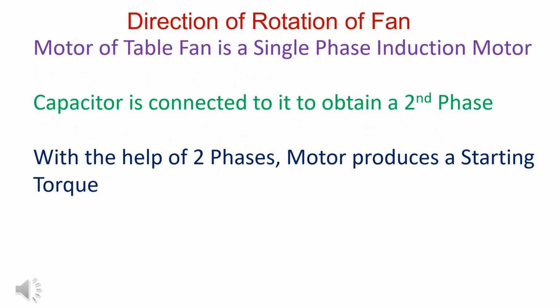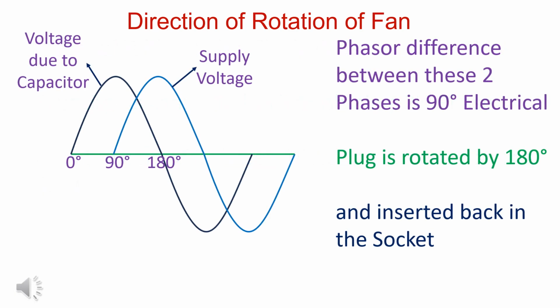The motor of a table fan is a single-phase induction motor. A capacitor is connected to it to obtain a second phase. With the help of two phases, the motor produces a starting torque. The phasor difference between these two phases is 90 degrees electrical.